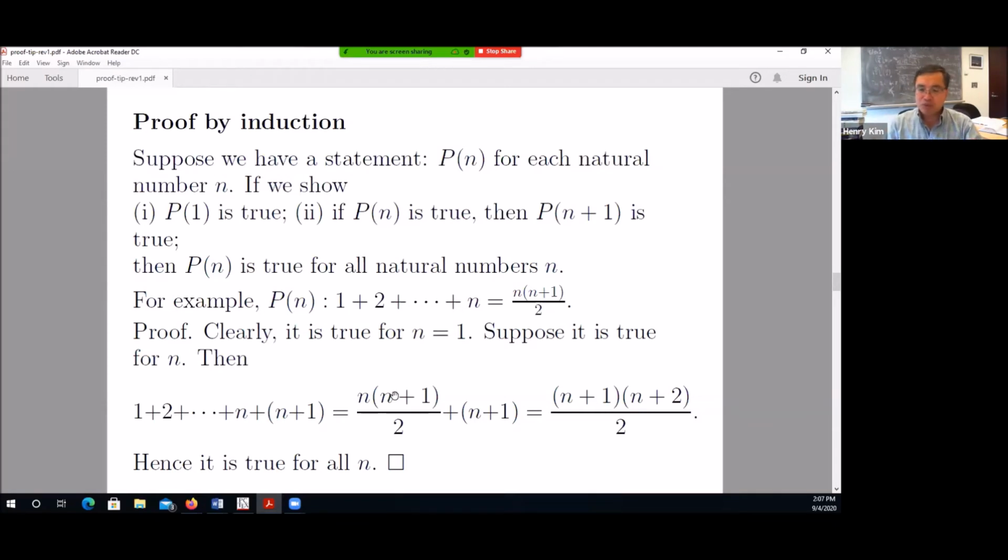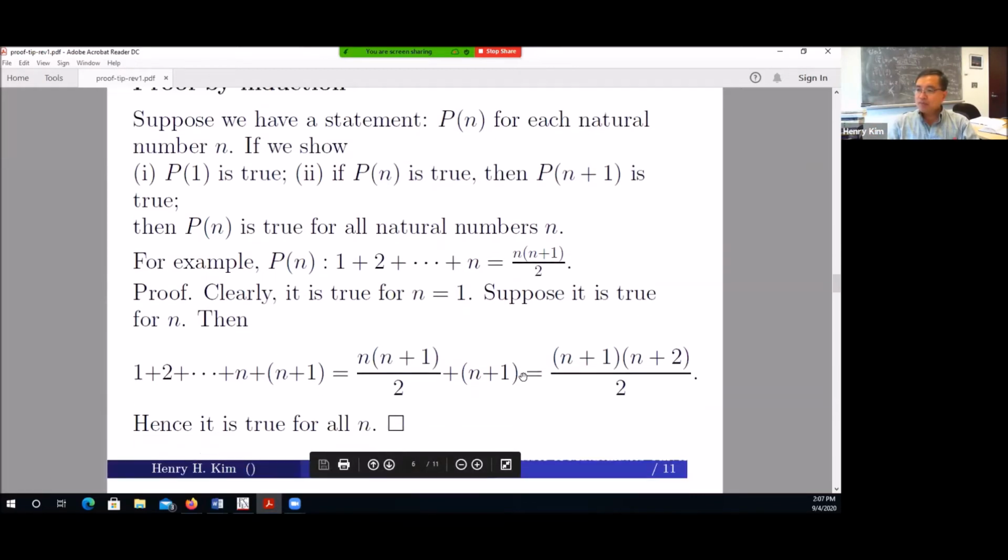So for example, if you have this statement, 1 plus 2 plus ... plus n equals n times (n plus 1) divided by 2. Clearly this is true for n equals 1. Suppose it is true for n, and then you show that this statement is true for n plus 1. Since it is true for all n.